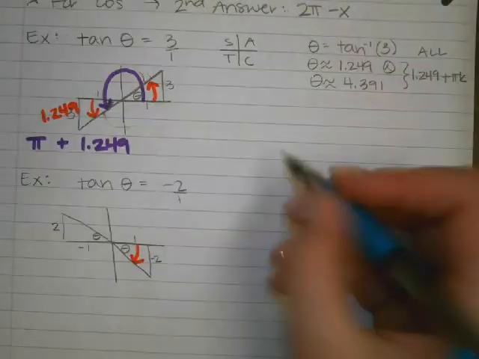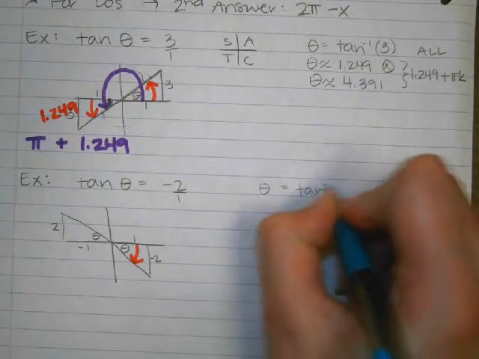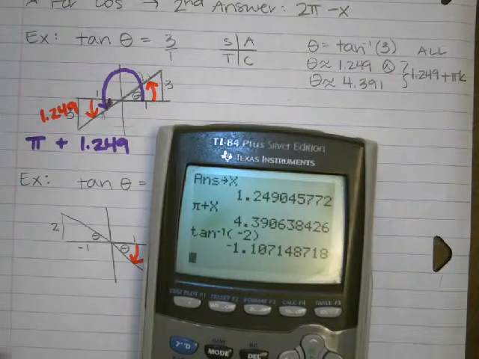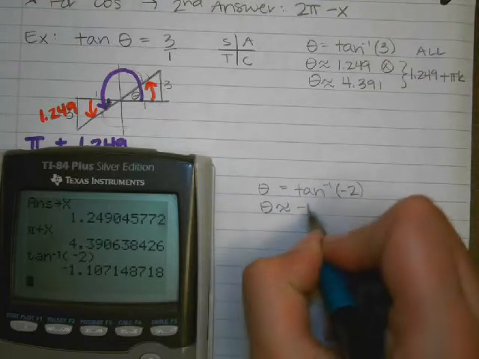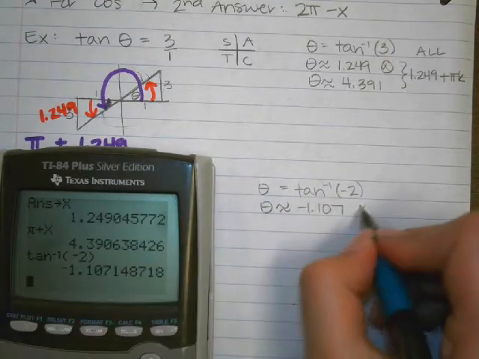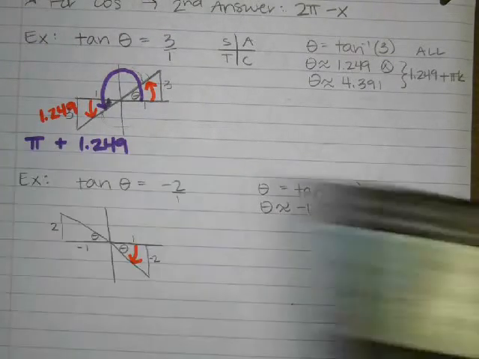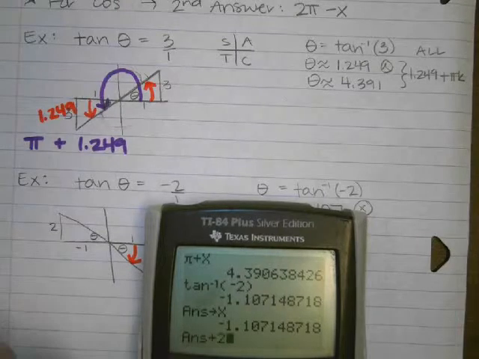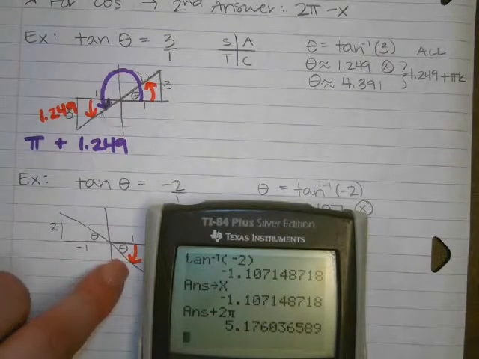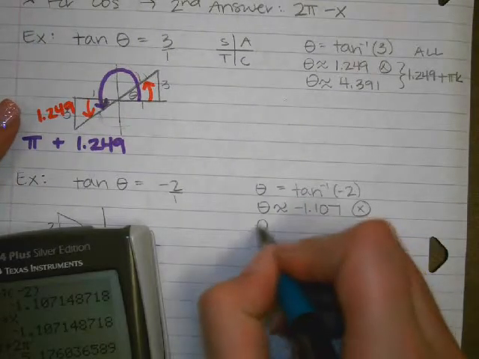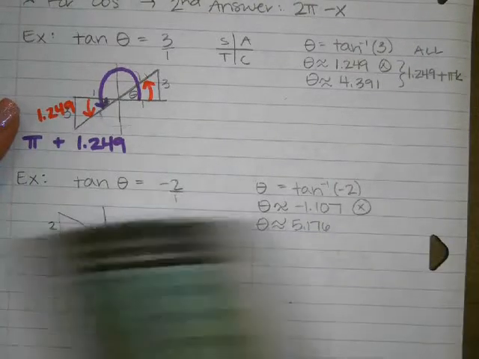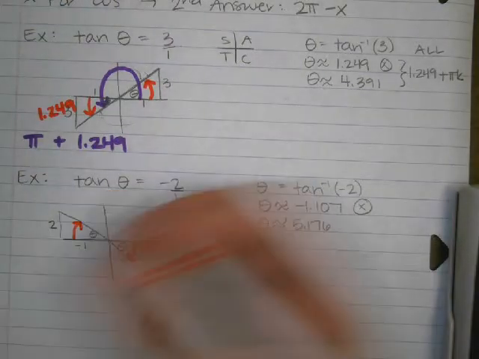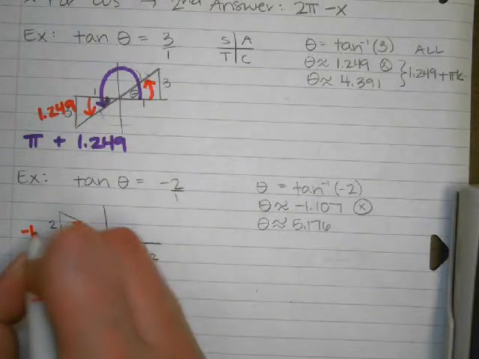And so I'll go ahead and type that in my calculator. I have theta equals tan inverse of -2, and that's -1.107. I'm going to store that as x. Okay, so if I wanted to get the positive version of this answer specifically, I could add 2 pi. And so the positive version of this answer would be 5.176. And then if I want to think about how I could get that other answer, so this is -1.107.